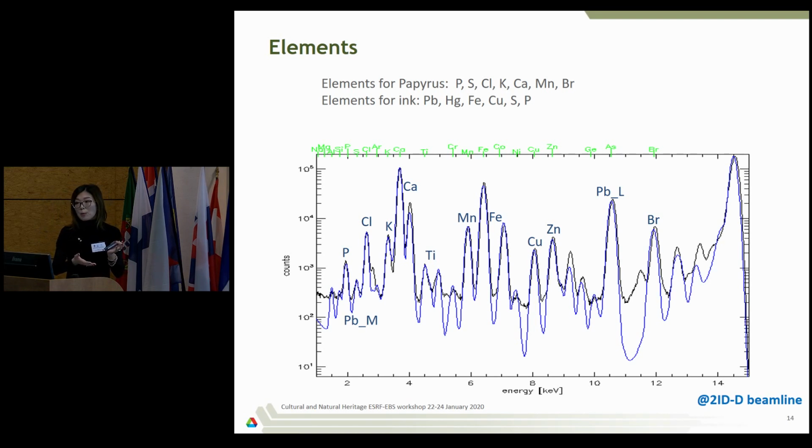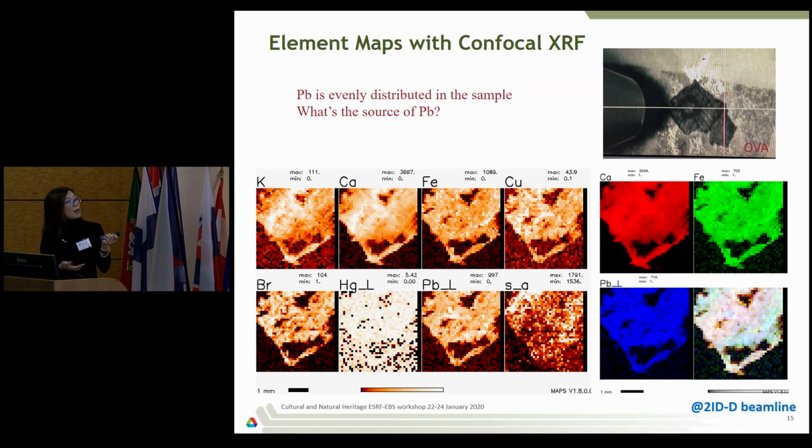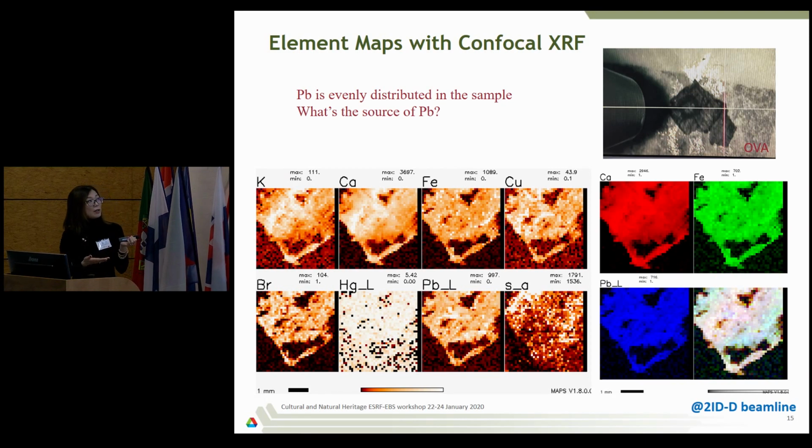lead inside the sample. However, if we go to the 2D distribution, these are the element maps of these commonly seen elements. We overlap calcium, which is rich in papyrus itself, and then iron and lead. We pretty much see lead overlap with the other two elements, which means lead is distributed evenly inside the sample. That leaves us with the question: where does the lead come from? This may come from the water during the manufacture of the papyri.